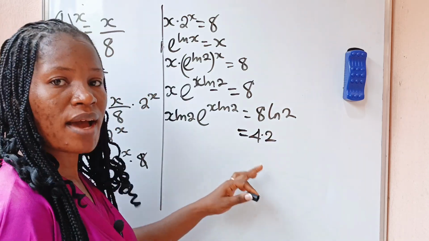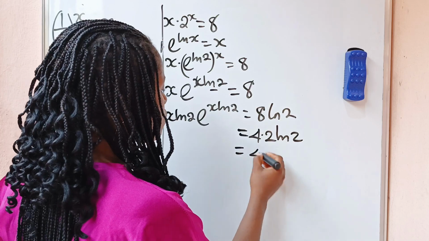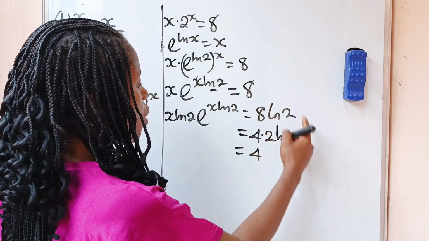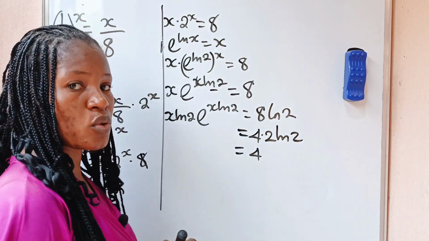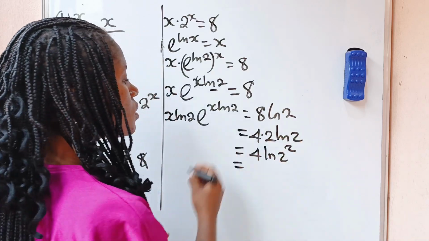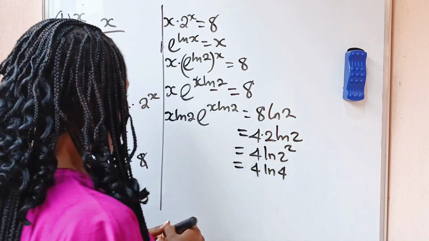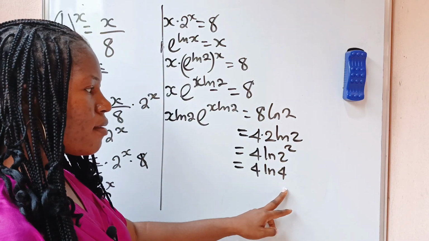So we have 4 multiplied by 2 ln 2. So this is equal to 4, and the 2 is going to come up to become the square of 2, right? Yes, using the power rule, sorry. So we have 4 ln 4. Now this is what we have, 4 ln 4.